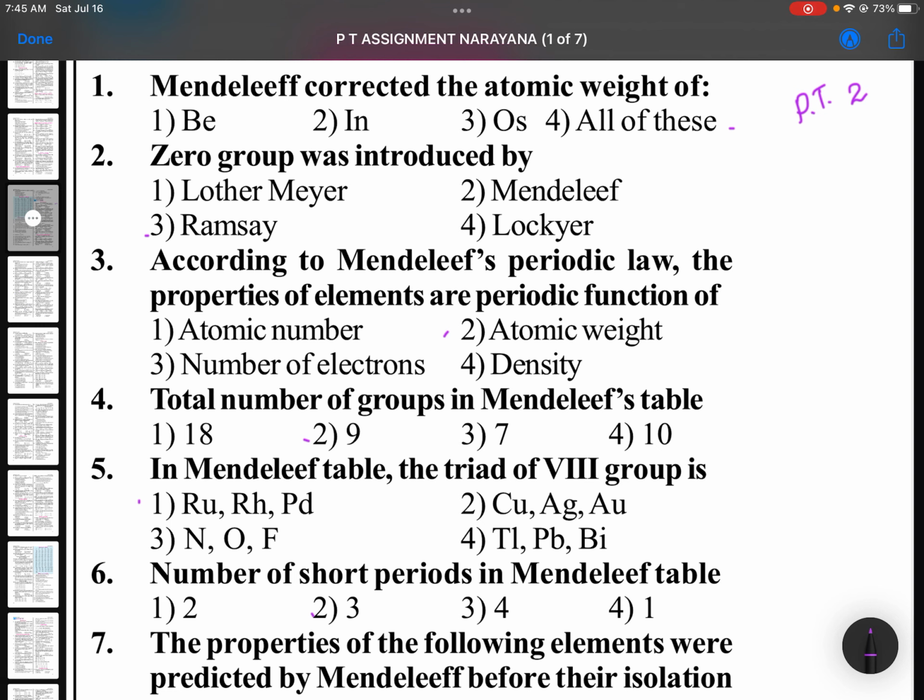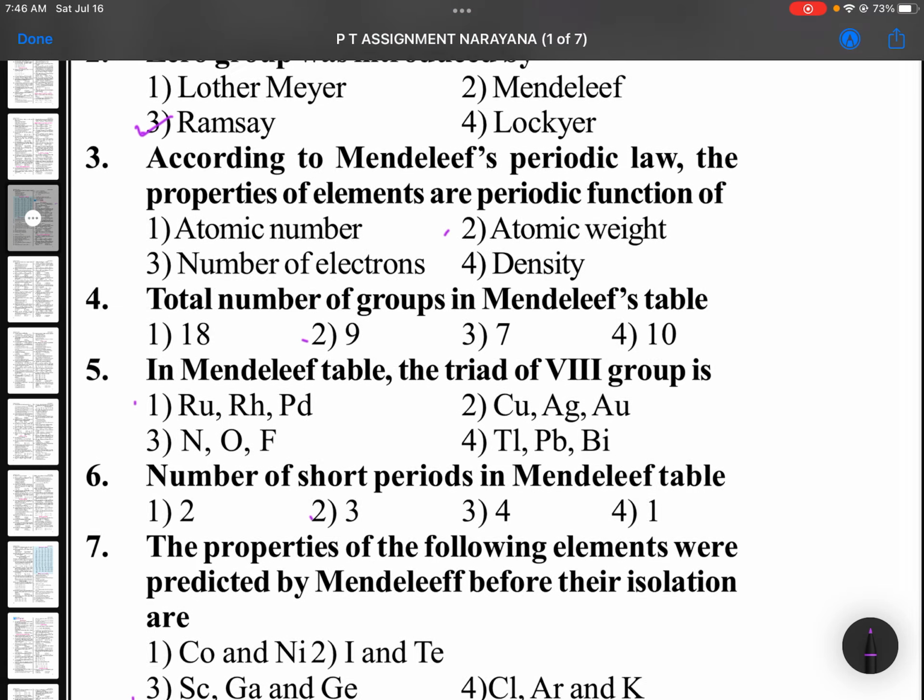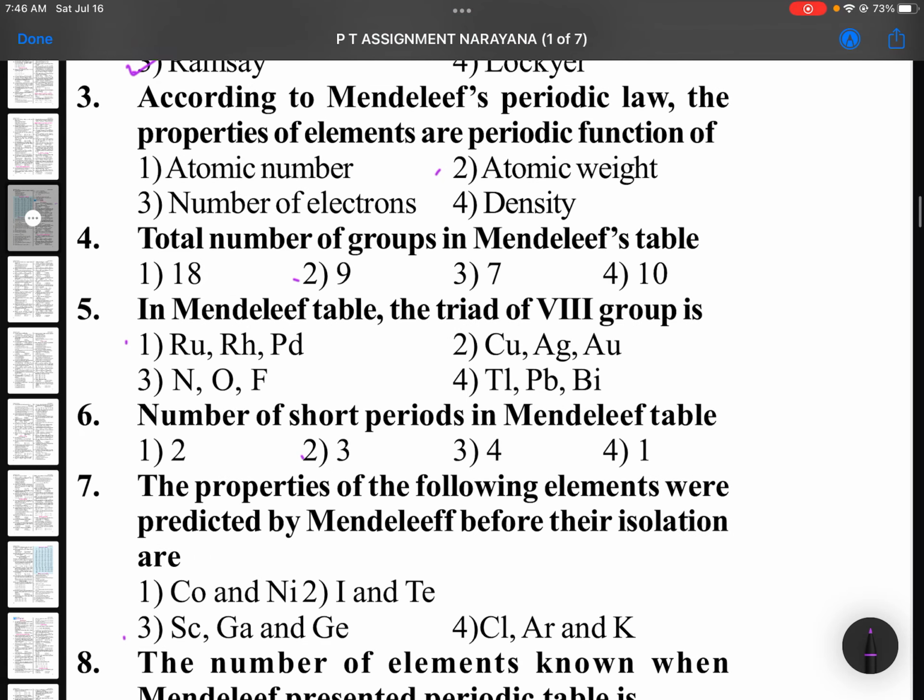Mendeleev corrected the atomic weights of beryllium, indium, and osmium by using the valency concept. Zero group was introduced by Ramsay. Ramsay and Rayleigh are the scientists who discovered most of the noble gases. According to Mendeleev's periodic table, the properties of elements are periodic functions of their atomic weights, and in the modern periodic law, atomic numbers and electronic configurations.